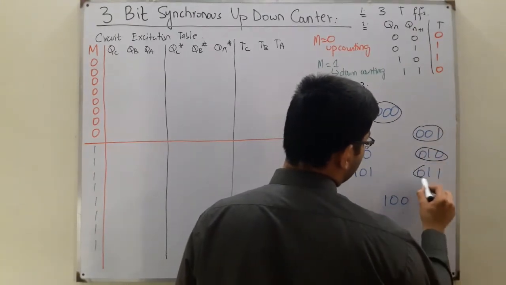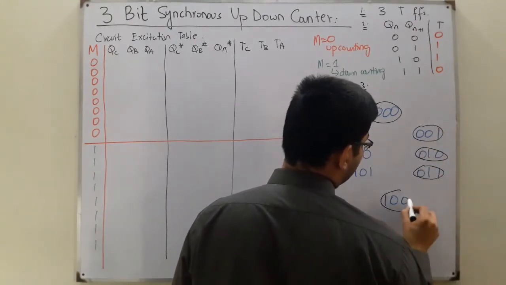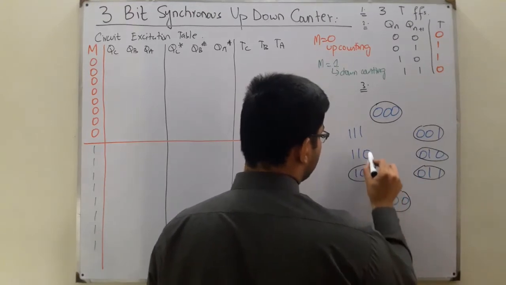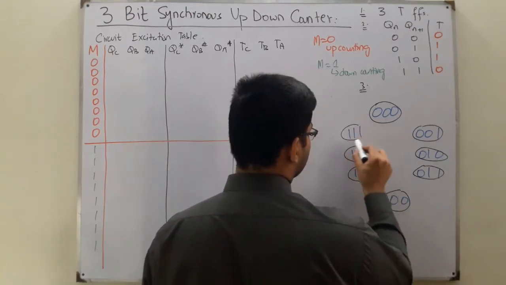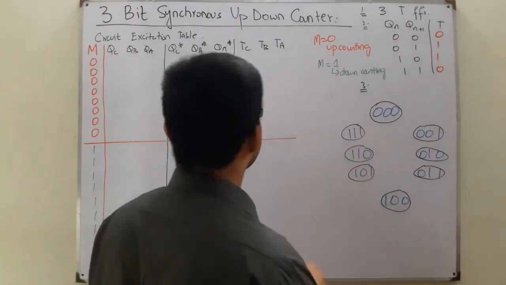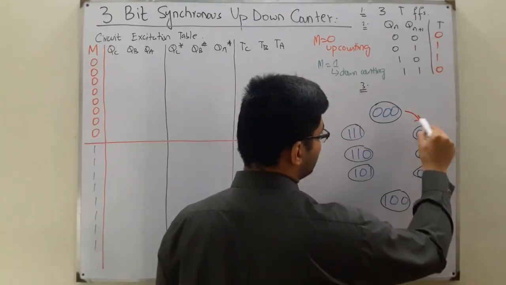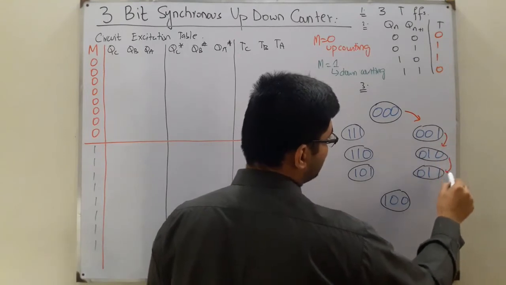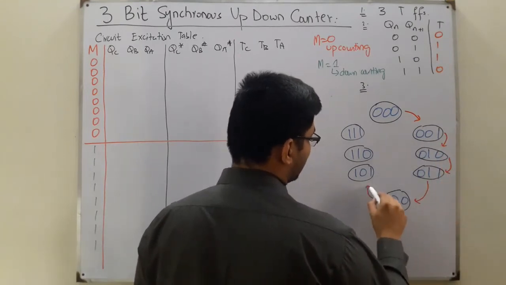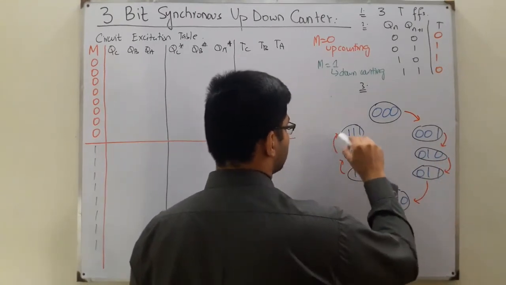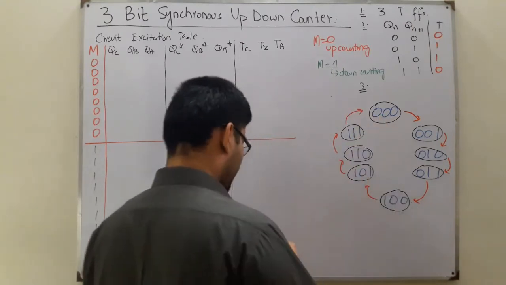And you also indicate your up counting and down counting. So for the up counting, I'm using the red color. Fine? So 0 to 1, then 1 to 2, 2 to 3, 3 to 4, 4 to 5, 5 to 6, 6 to 7, and then 7 to 0 back.